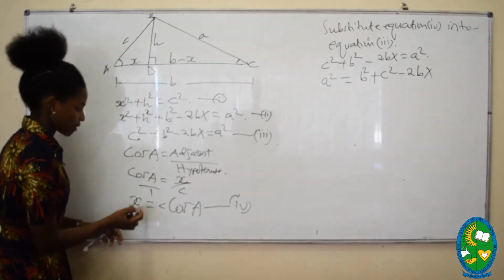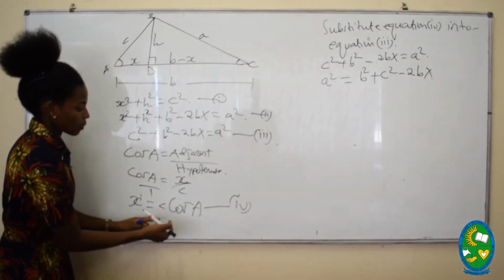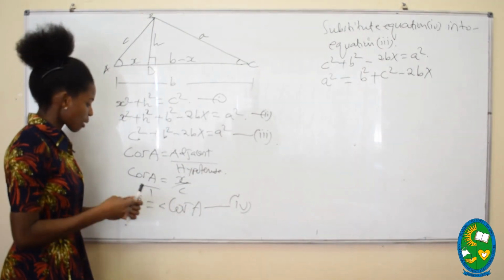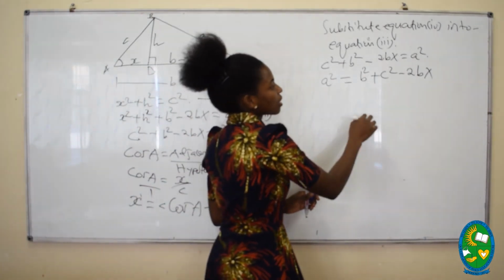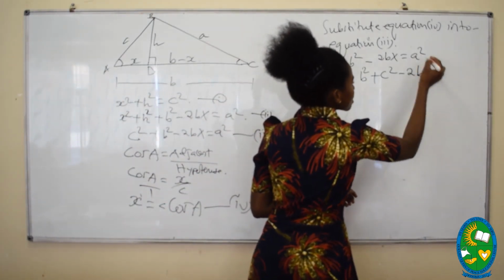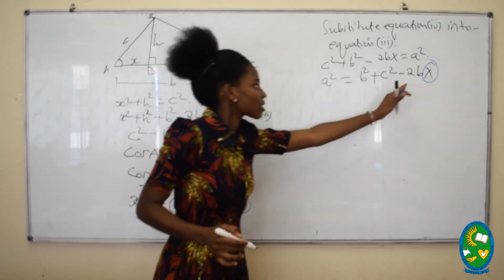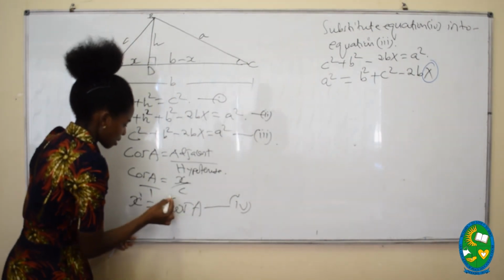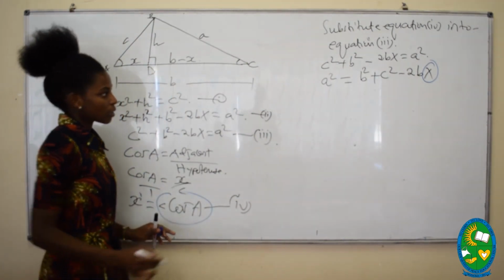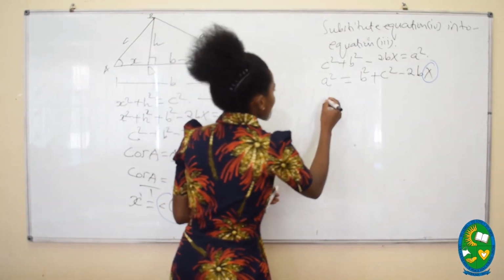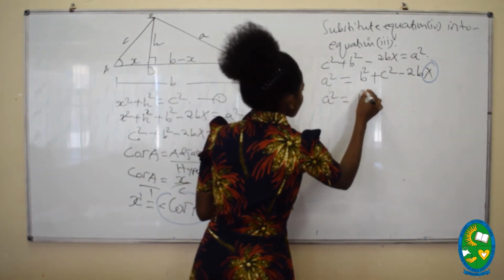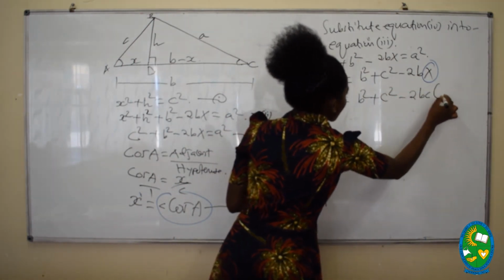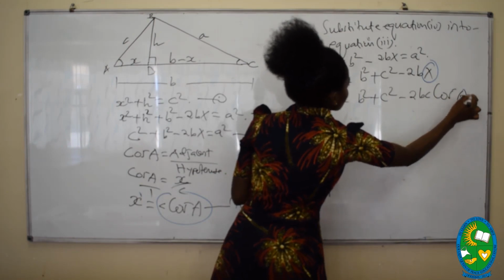Now, wherever we have this x in equation 4, we are going to substitute c cos of A. So now, in our equation 3 we have this x. Instead of writing x, we write c cos of A. So we substitute here, and we now have a square equals b square plus c square minus 2bc cos of A.